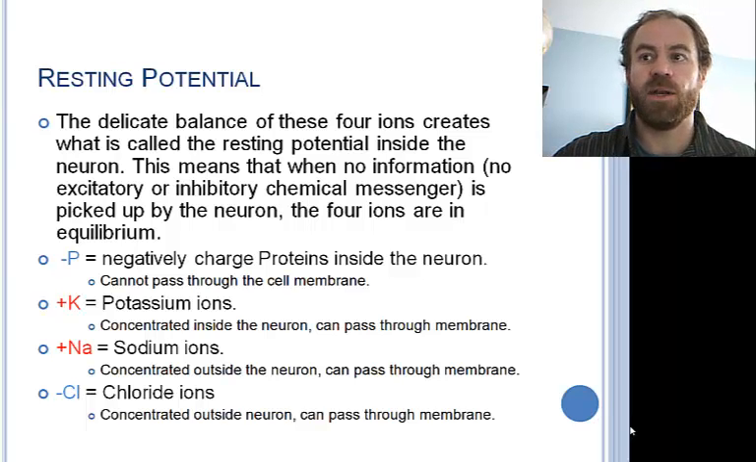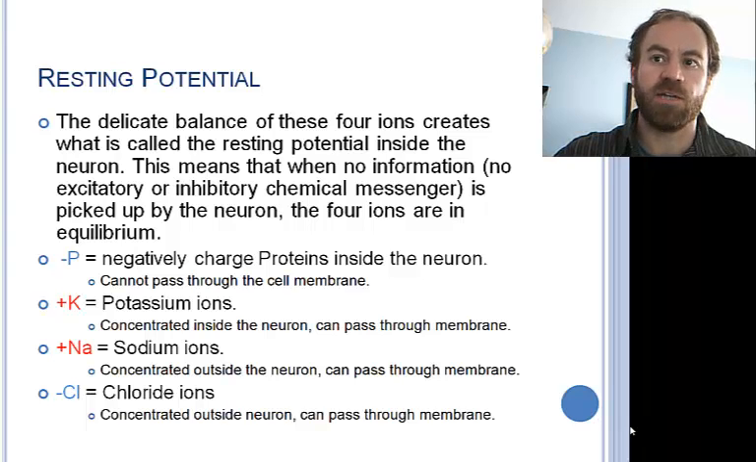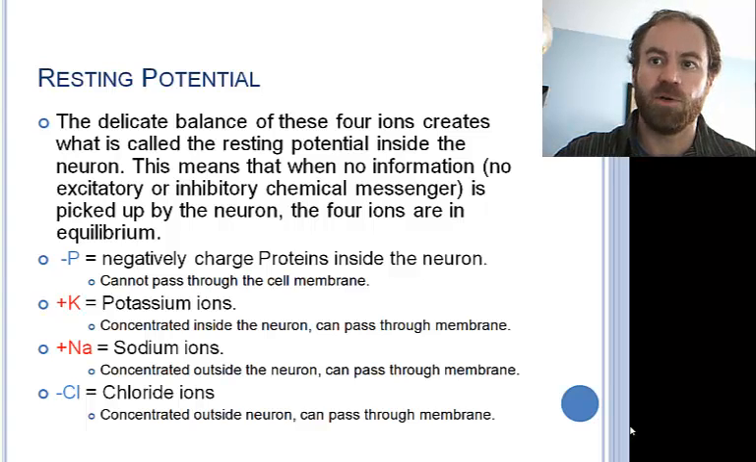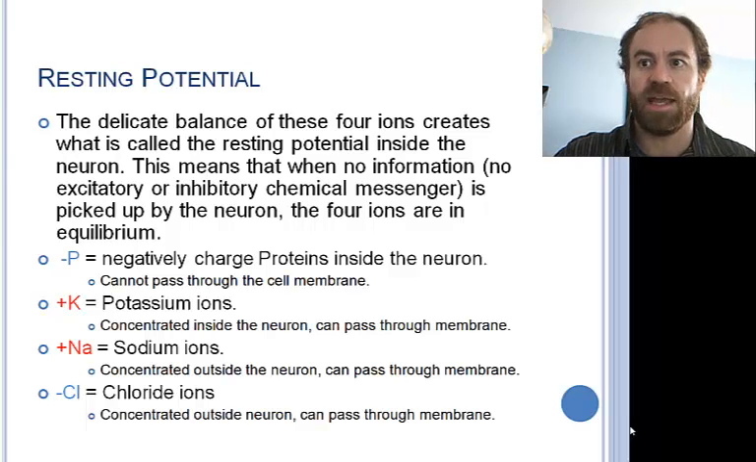This means that when no information, no excitatory or inhibitory chemical messengers are present, then the four ions are in equilibrium. Our negative proteins are inside the neuron and stay there. They cannot pass through the membrane. The positive potassium ions are inside the neuron and can pass through the membrane to the outside.